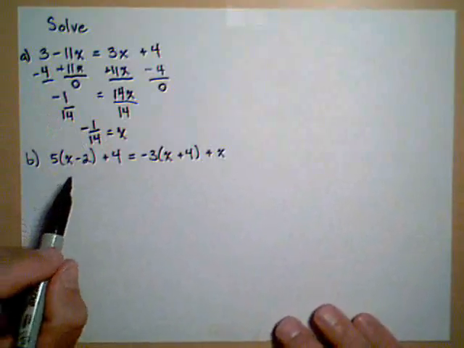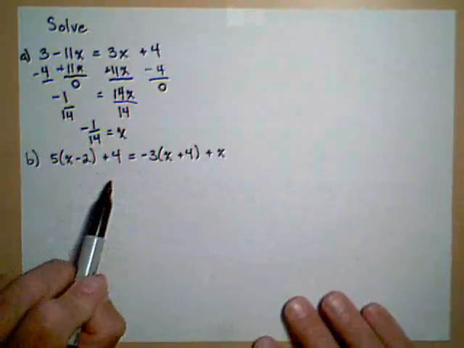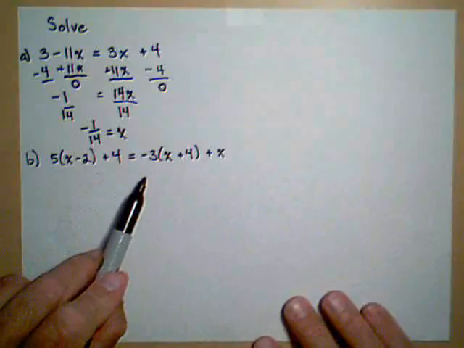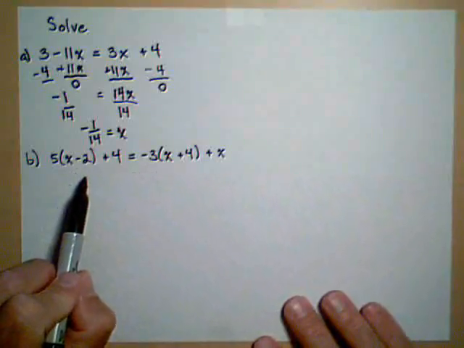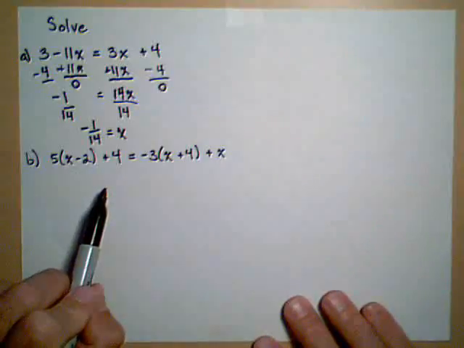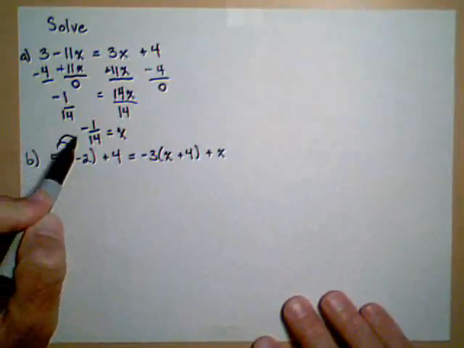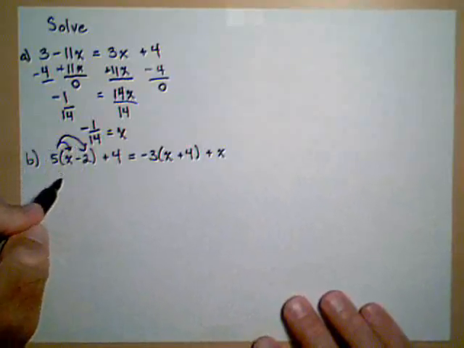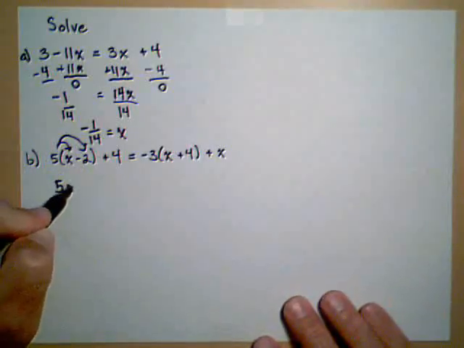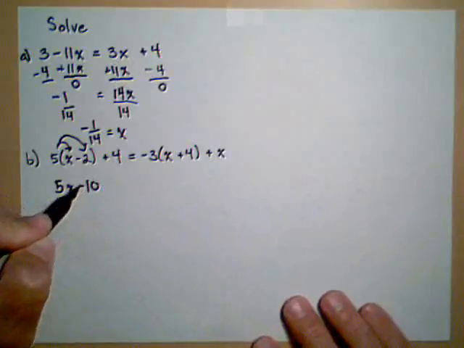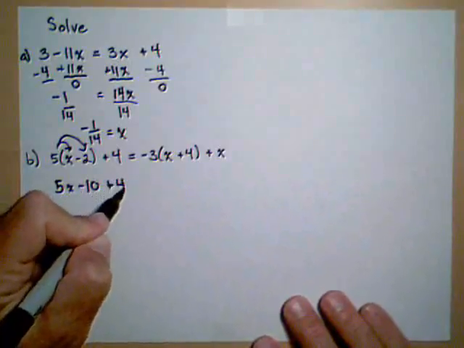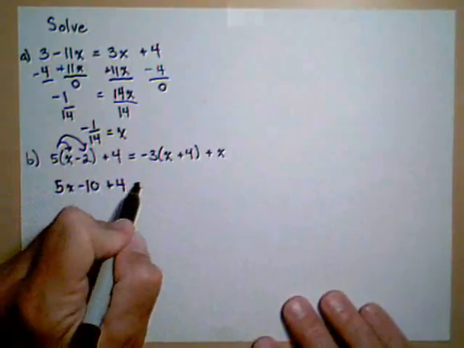In our second example, we have to do a little bit of work before we start getting everything on the same side. First thing we're going to want to do is get rid of those parentheses so we can move things around easily. So first thing, let's distribute the 5 to both the x and the 2. So that gives us 5x minus 10 plus 4. And we'll combine that in the next step.